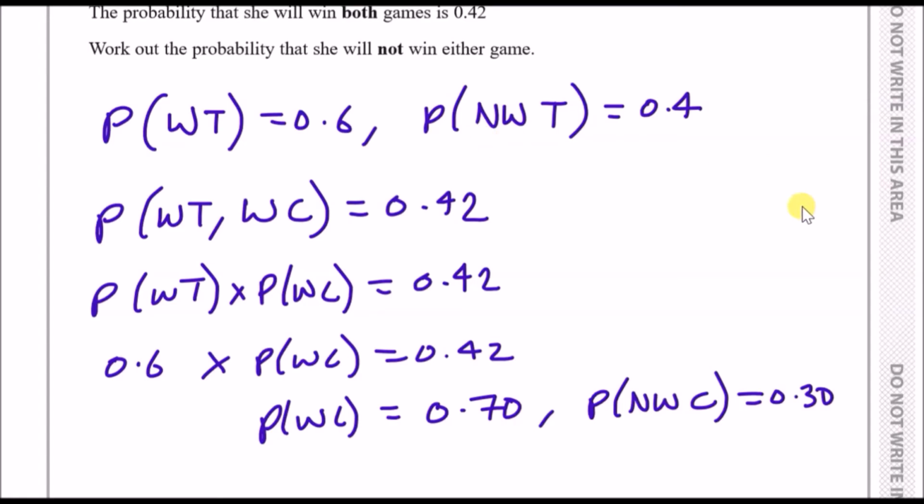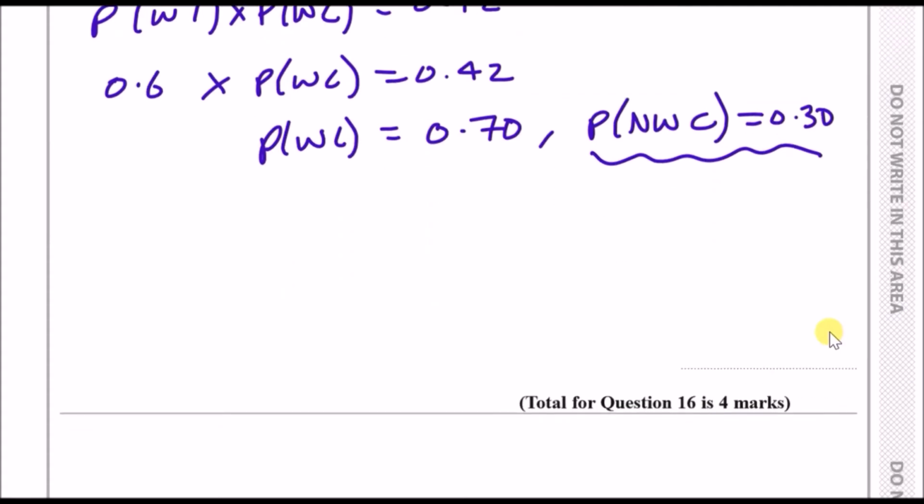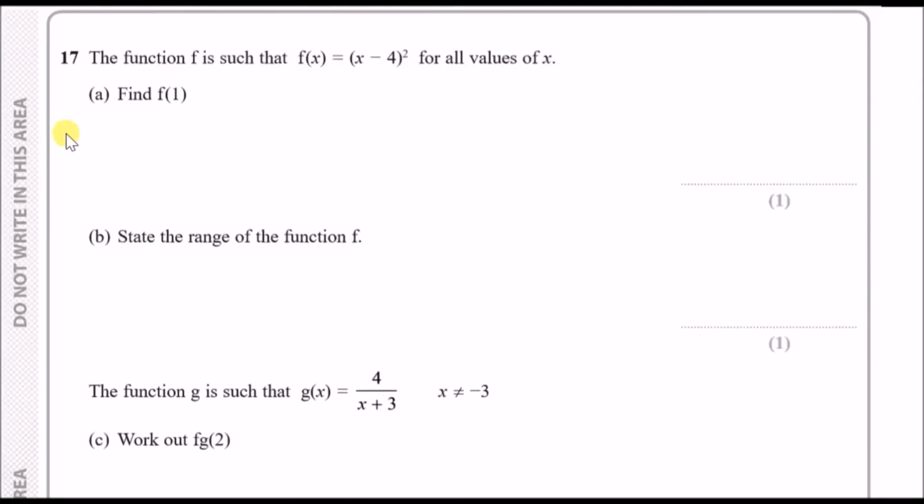So I feel like we've got everything now. The question wants us to work out the probability that she will not win either game. Well, we have all the probabilities. The probability that she will not win tennis is 0.4, and the probability that she will not win chess is 0.3. So if we multiply 0.4 with 0.3, the answer should be 0.12. And we're done. Okay, question 17.